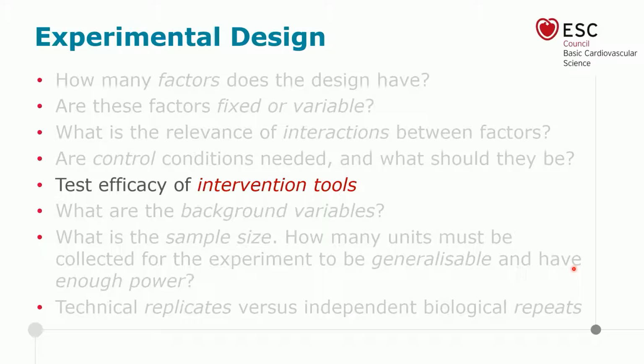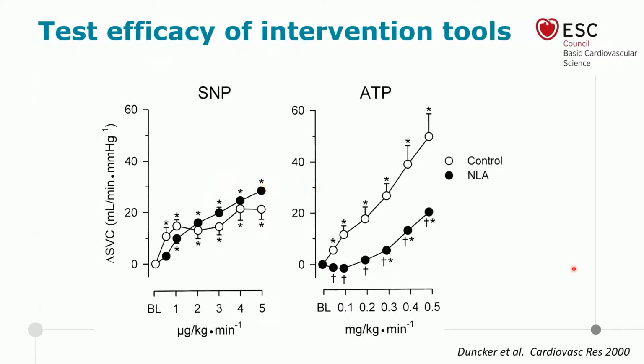So how far do you need to go? But let's say you also need to test your intervention tools, because I would have expected a question from you saying, how do you know that nitro-L-arginine is doing what it's supposed to do? Well, we also tested that in that particular study, and this is ATP. Typically, you like to use acetylcholine, for example, but in pigs, it's not as good an endothelium-dependent vasodilator as it is in dogs or in humans. So we use ATP, and you see that the effects are blunted by nitro-L-arginine.